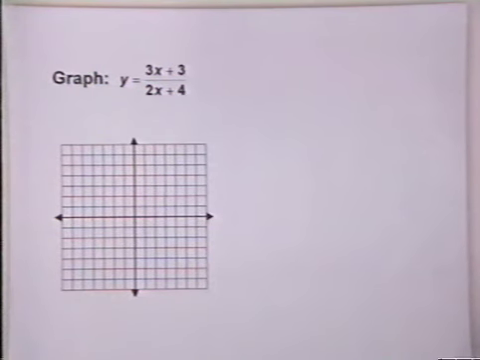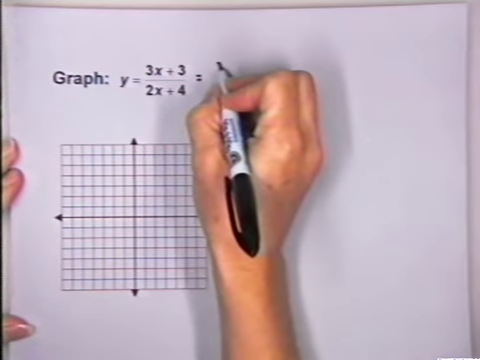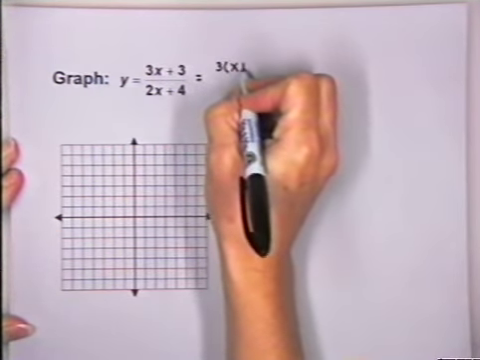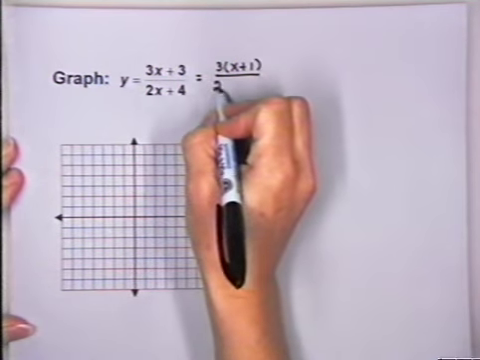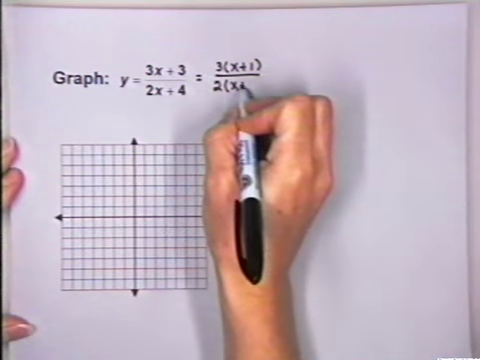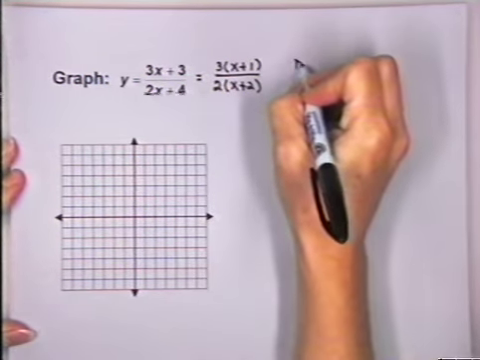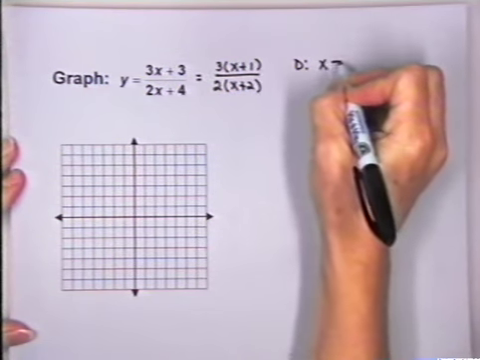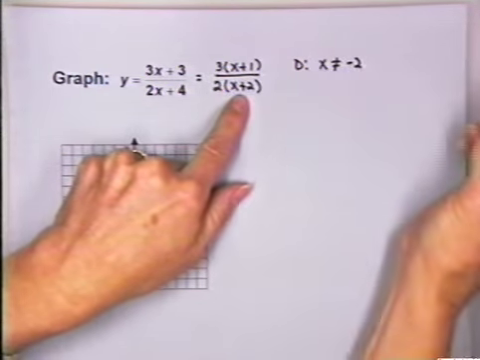Graph y equals 3x plus 3 over 2x plus 4. Well, let's see. I can factor a 3 out of the numerator, 3 times x plus 1. And I can factor a 2 out of the denominator, 2 times x plus 2. Okay, let's talk about our domain. What can x not equal? -2, can it? Because that would make the denominator 0.